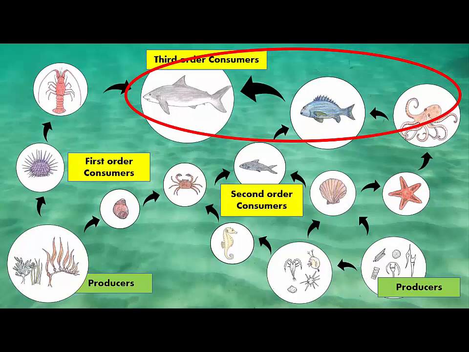The third order consumers are animals that eat other carnivorous animals. Many pelagic or ocean swimming fish are in this group. It also includes the animals that are at the top of the food chain, sometimes called the apex predators. Examples of third order consumers are sharks and orcas or killer whales.